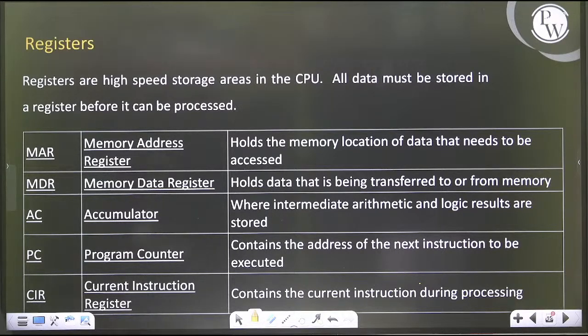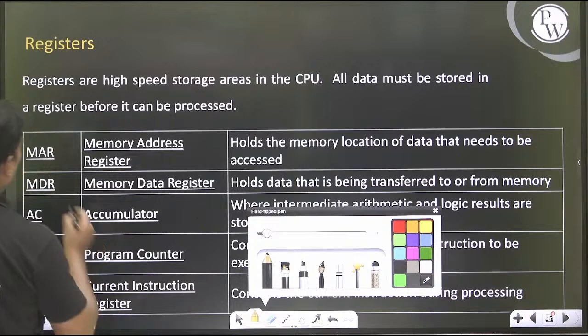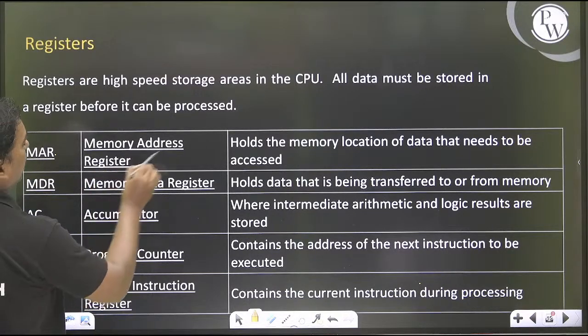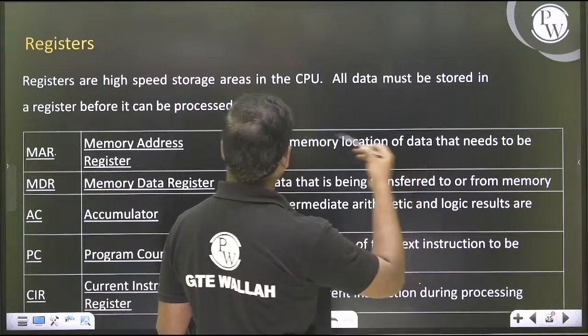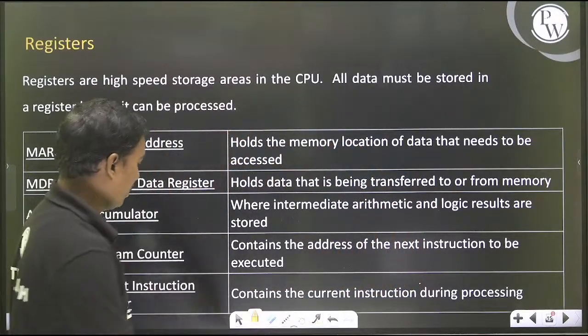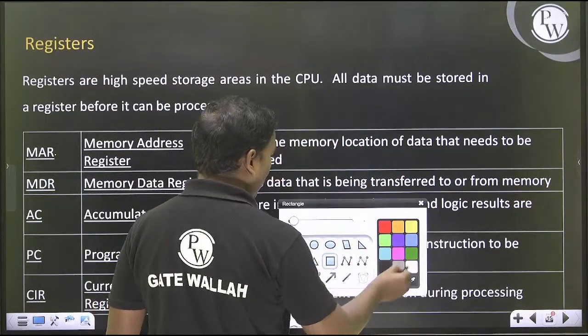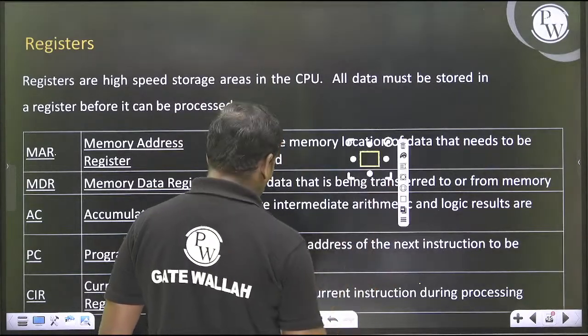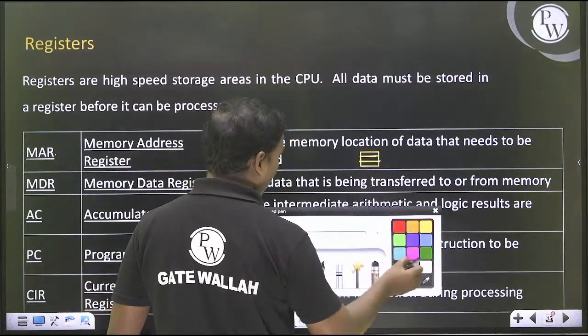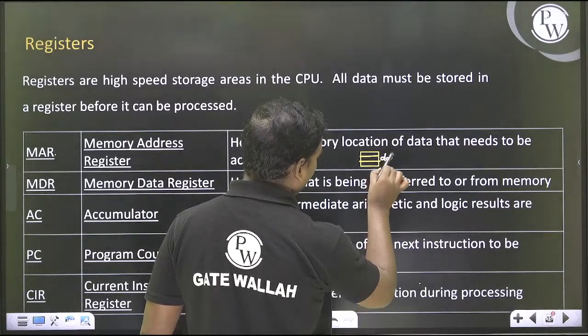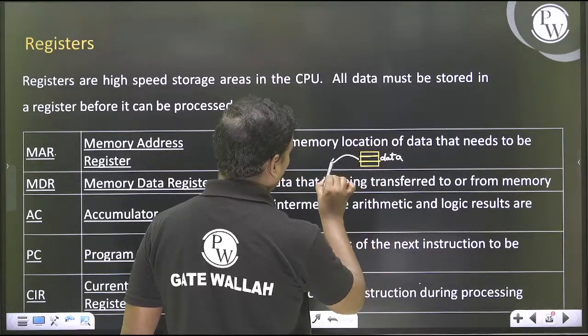What is the first one? The first one is MAR. MAR stands for memory address register, which holds the memory location of data that needs to be accessed. That means there is a memory, in that memory there is a memory location, and in that memory location there is data.